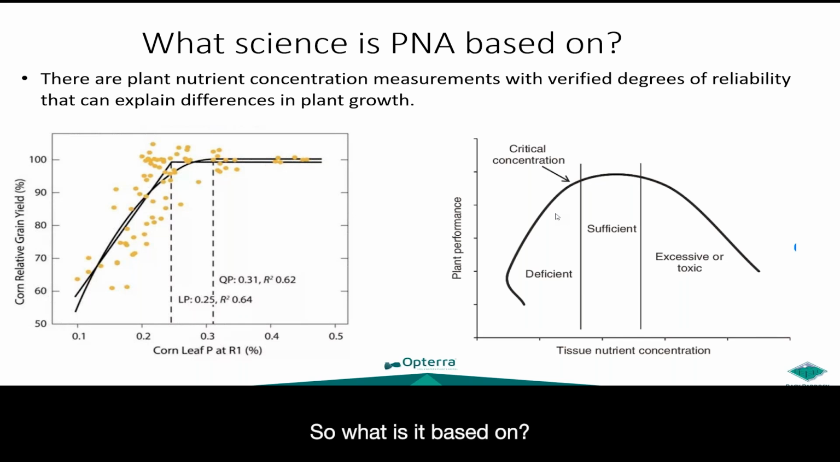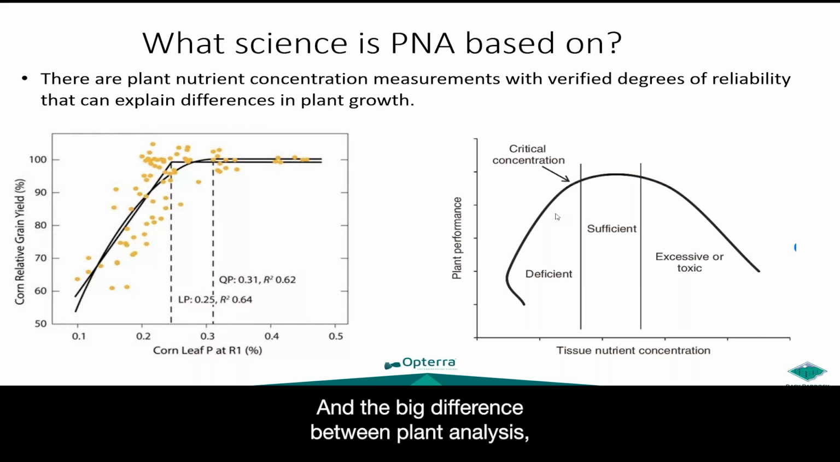So, what is it based on? It's based on the fact that there is science that says that the plant nutrient concentration we measure can explain differences in plant growth with a relative degree of reliability. And if you look at the types of R-squareds, you might say, well, they're not up there with medical type certainty, but they're certainly up there with the types of R-squareds we get from soil tests. So, it is a valid science, and it's just a matter of following the process to make it work.